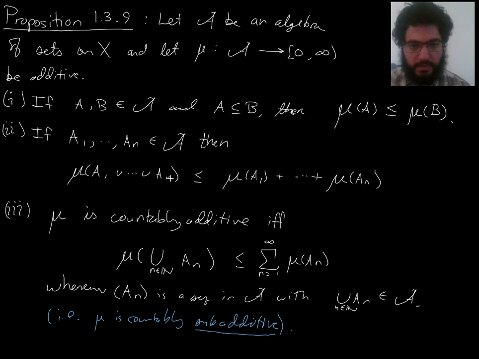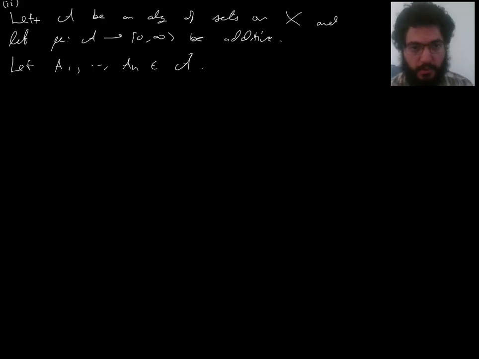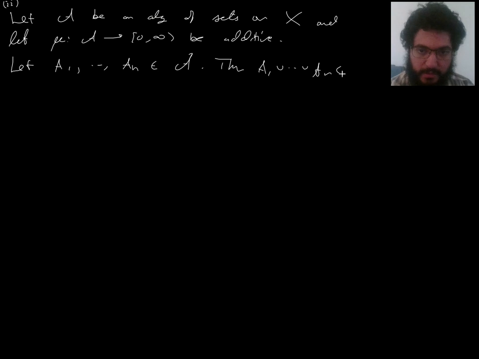Let's now work on part two. Finite additivity implies finite subadditivity. Okay, let A be an algebra of sets on X, mu an additive non-negative function, and A1 through AN in fancy A. Then let's just point out it's automatic that the union is in there.